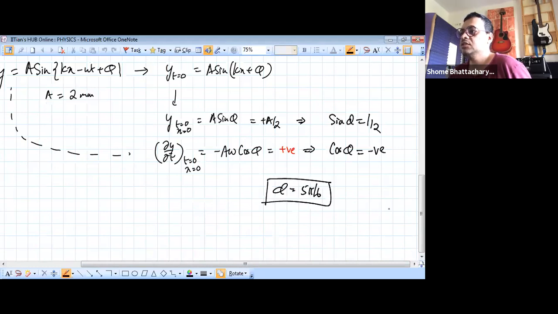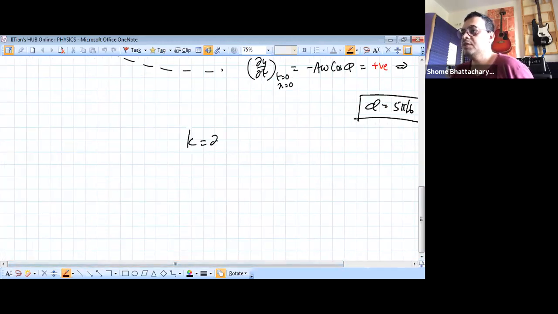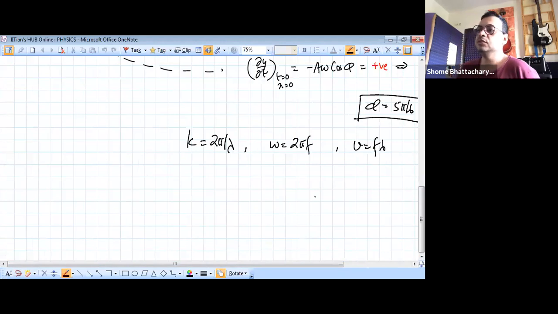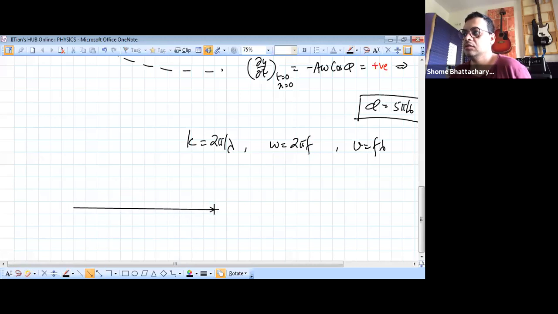So I'll tell you a simple way how we can calculate the wavelength using the phase concept. So now k should become 2 pi by lambda. Omega should become 2 pi f, where we also know that v is equal to f lambda. So this is a known quantity. So we'll use these things next. Okay. So now see what is happening here in the wave equation. So we have this thing like this.